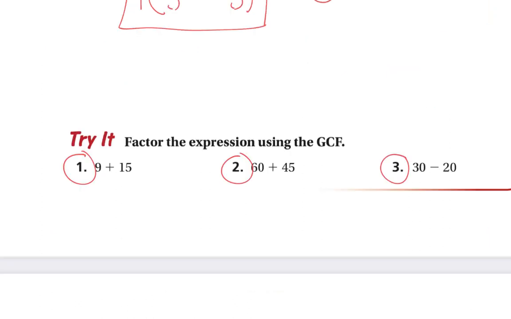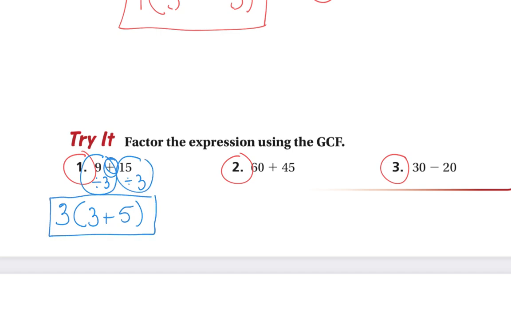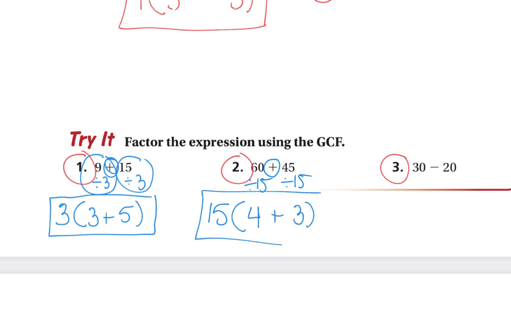Okay, for number 1, the greatest common factor between 9 and 15 is 3. So we're going to divide out a 3. 9 divided by 3 gives us 3, plus 15 divided by 3 gives us 5. So the factored expression is 3 times (3 plus 5). Number 2, the greatest common factor between 60 and 45 is 15. So we're going to divide out a 15 from 60 and a 15 from 45. 60 divided by 15 is 4, plus 45 divided by 15 is 3. So the factored expression is 15 times (4 plus 3).